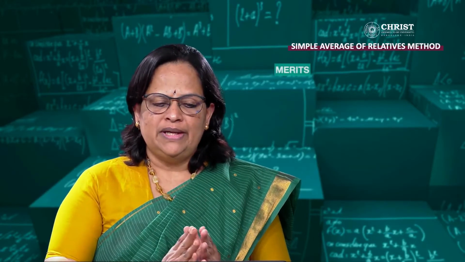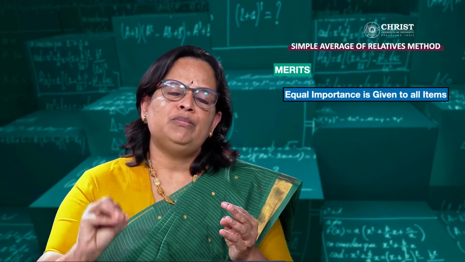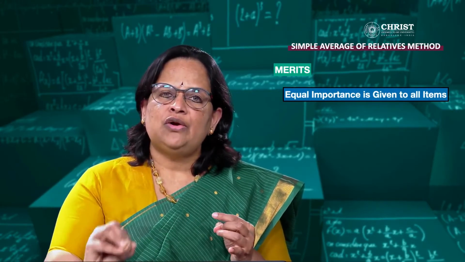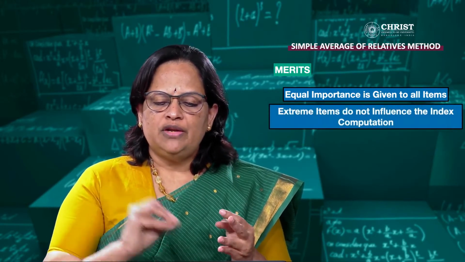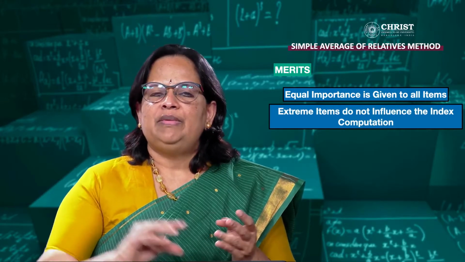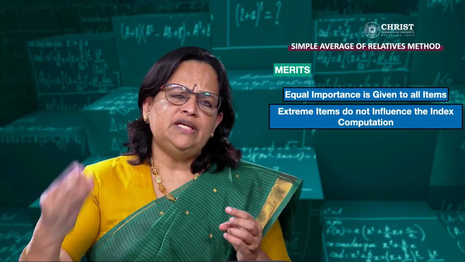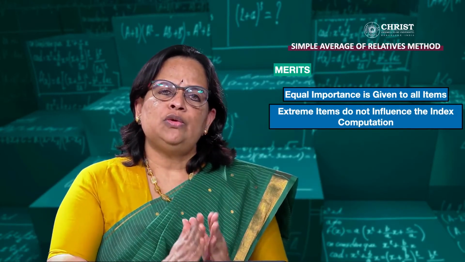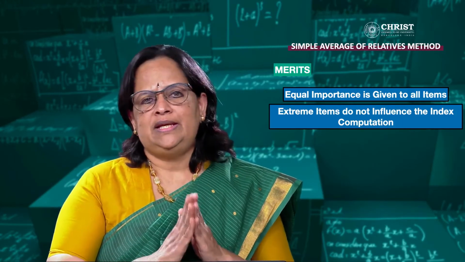Now, if you see the merits, equal importance is given to all items. We are not giving any special importance for special items. Equal importance is given. Weights are not assigned in this computation. Next is extreme items do not influence the index computation, because if the prices of petrol or diesel or cooking gas, anything is going up, then we are not giving any importance for that. If an item is included, that will get the equal importance like other items included in the index.